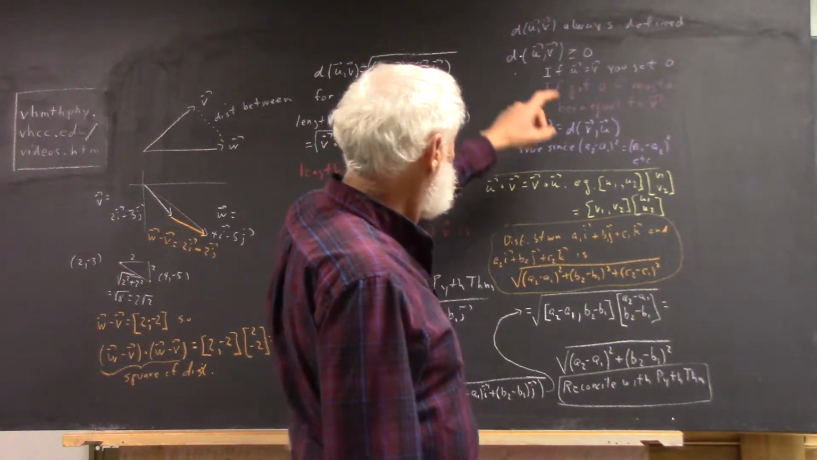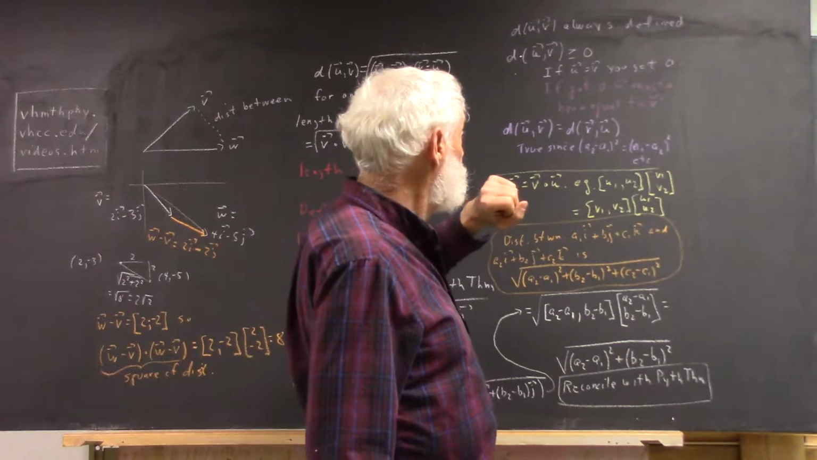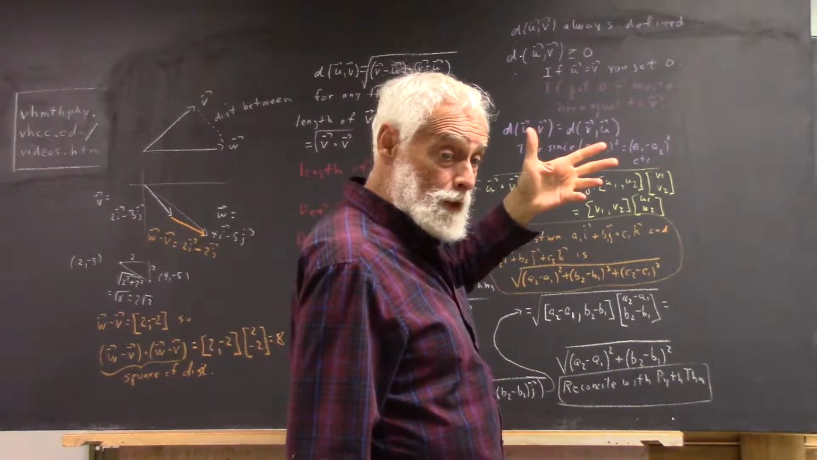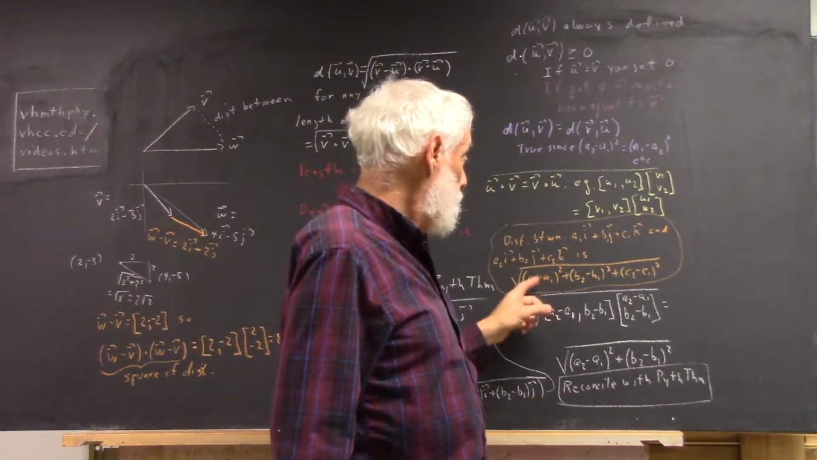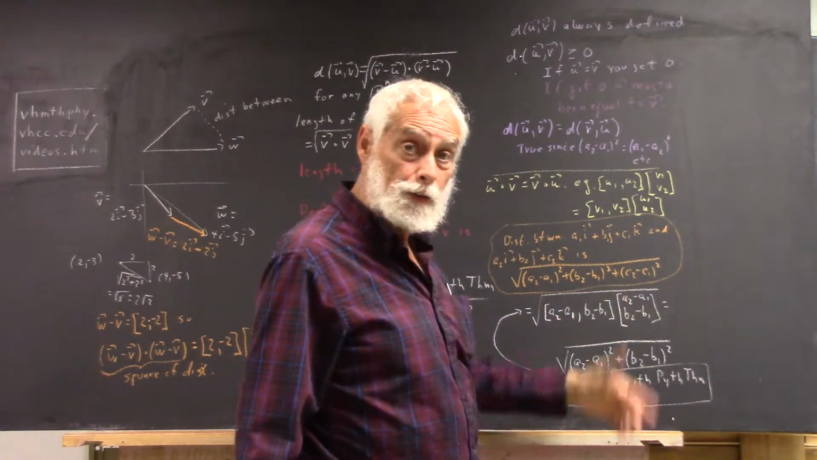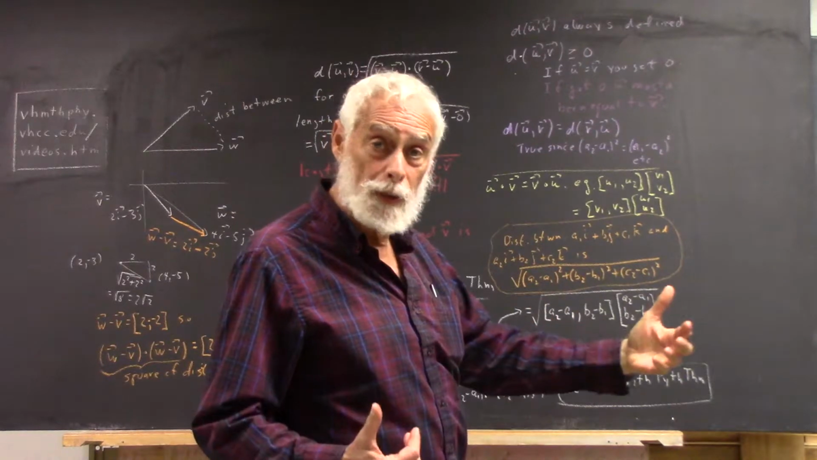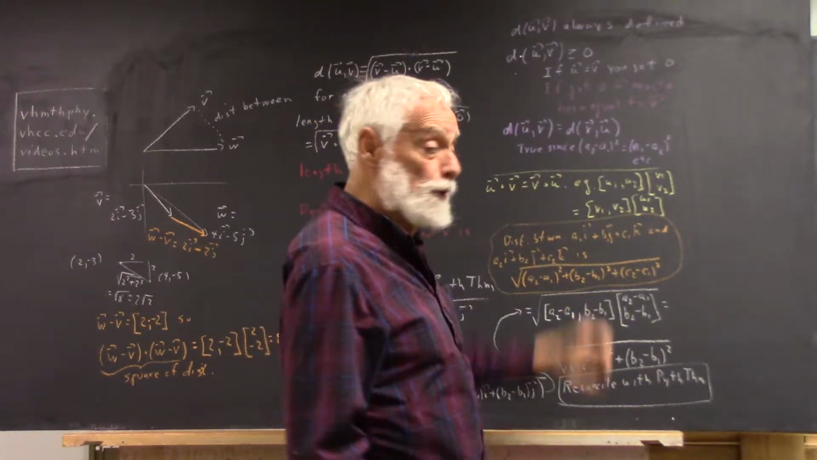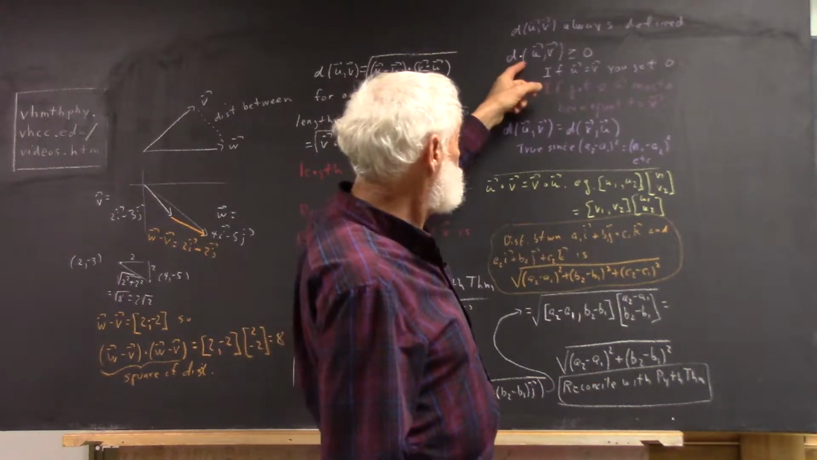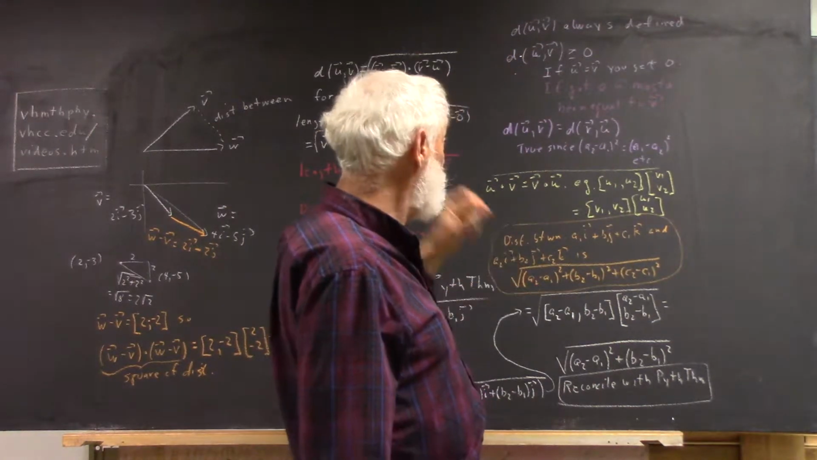Now, I want to say the distance of U V is greater than or equal to 0. Well, that follows from what I just said. You're adding up a bunch of squares and then taking the square root. So you're taking the square root of something that can't be negative. So the distance is always greater than or equal to 0. We get that just by considering whether this thing is always defined or not.